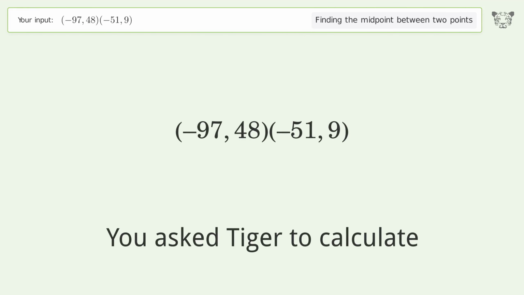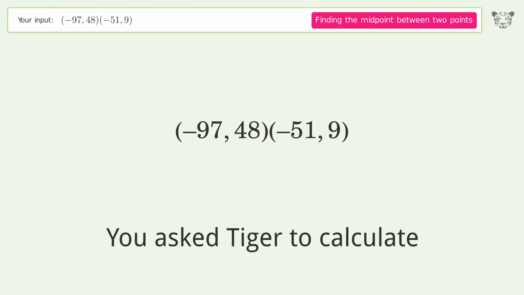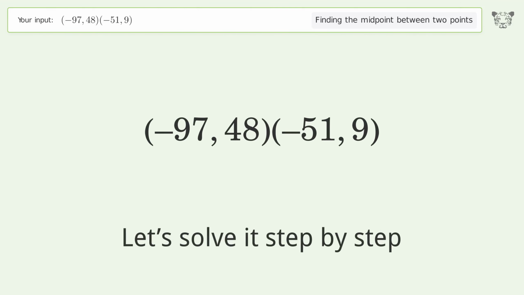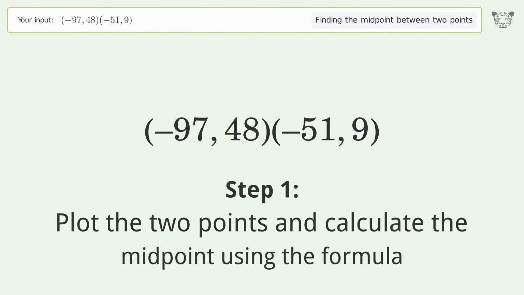You ask Tiger to calculate. This deals with finding the midpoint between 2 points. The midpoint between the 2 points is negative 74, 28.5. Let's solve it step by step. Plot the 2 points and calculate the midpoint using the formula.